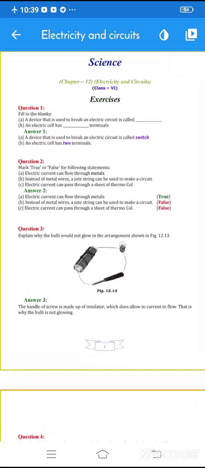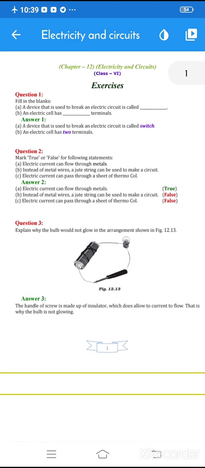The second one is: an electric cell has dash terminals. Yes, an electric cell has two terminals. Those are the positive and negative terminals.